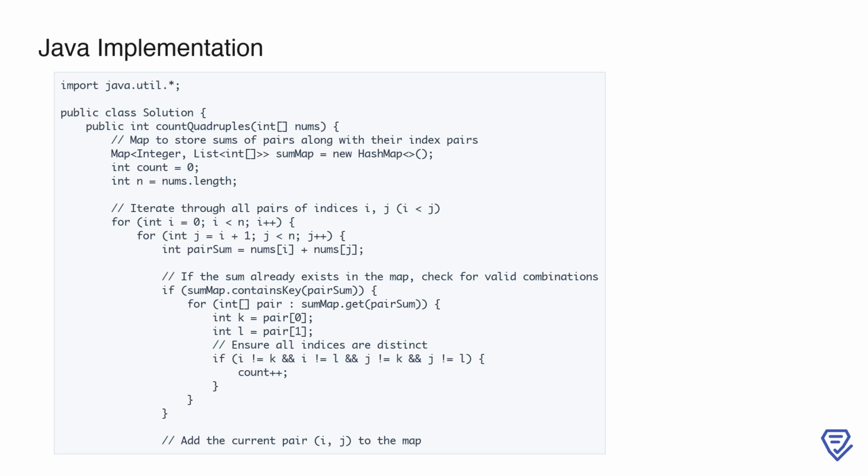Next, we use a nested loop to iterate through all possible pairs of indices i and j, ensuring that i is less than j. For each pair, we calculate their sum, pair_sum. If this sum already exists in the map, we retrieve the list of index pairs associated with it and iterate over them. For each existing pair, represented by indices k and l, we check if all indices i, j, k, and l are distinct. If they are, it means we have found a valid quadruple, so we increment the count.